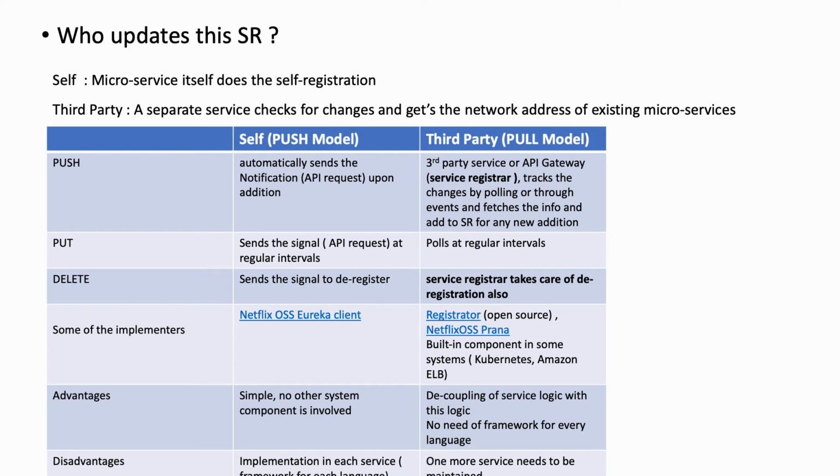And similarly, at every n seconds or n minutes, at every regular interval, the microservice itself will send a PUT API call to the service registry to update its network addresses. And whenever it is getting deleted, at that time it sends a DELETE signal to the service registry so that the entry can be deleted. All these operations will be done by the microservice.